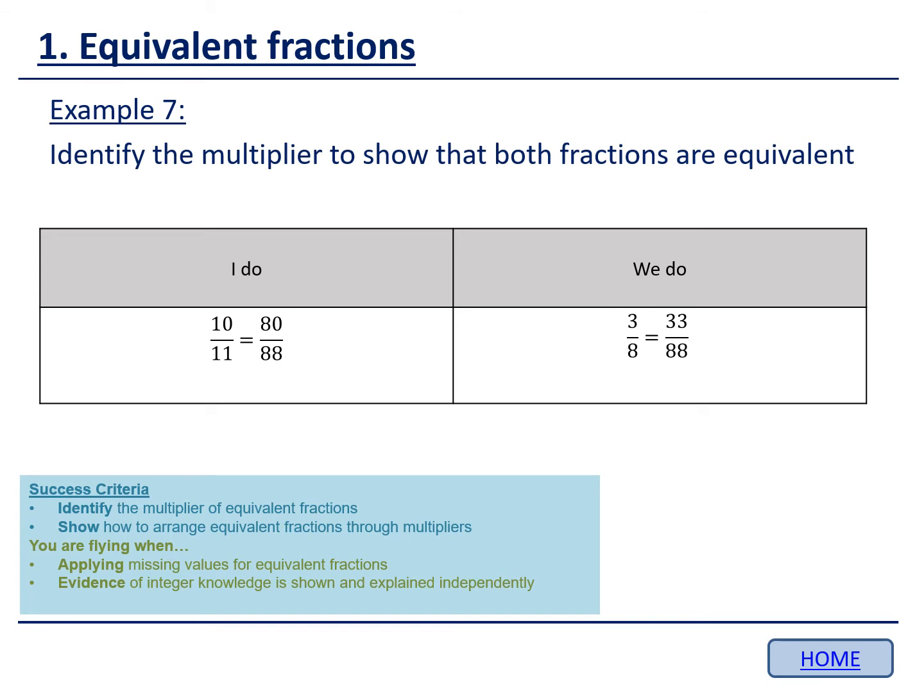Let's just have a quick look here at our success criteria. So we check in. We've started looking at some examples. You're self-assessing with the we do's. Identify the multiplier of equivalent fractions. Well, we've started to identify those now, and we know how we can do that in simple ways using our multiplications.